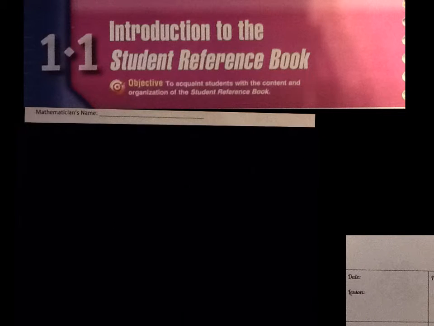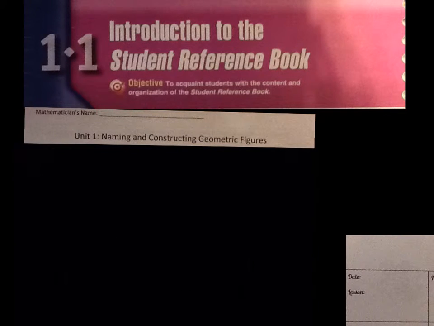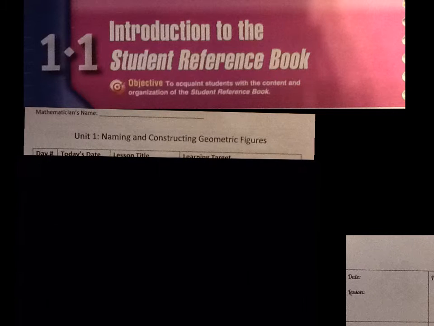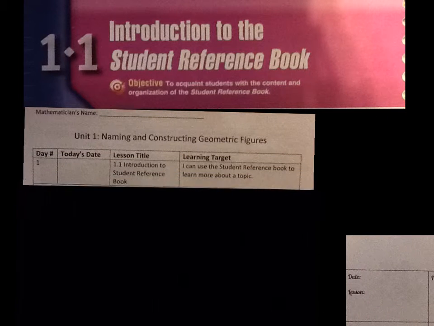At the top, your name is already written down. Our Unit 1 is called Naming and Constructing Geometric Figures. Then when you go to the next box, you'll see that we're going to be having the day number. That means the lesson that we're on today, today's date, the lesson title, and the learning target for the day. Going down one more box, this is today's activity.